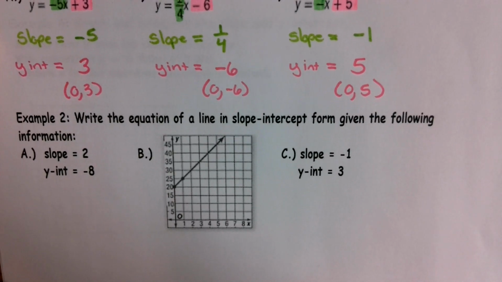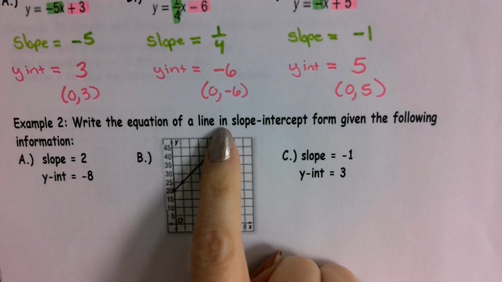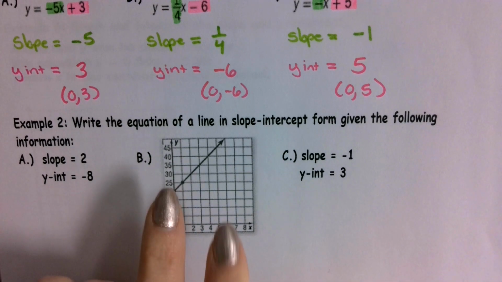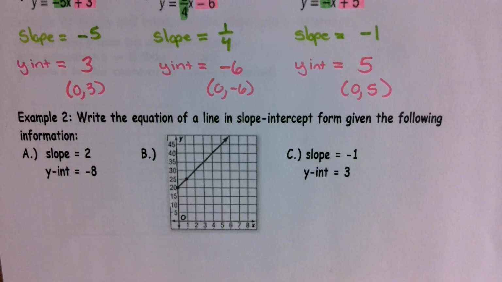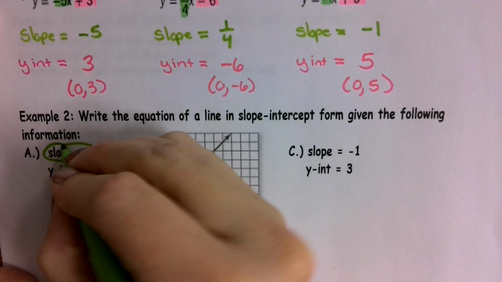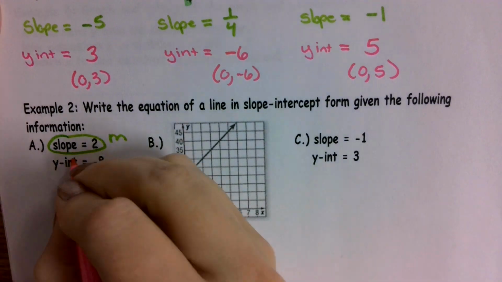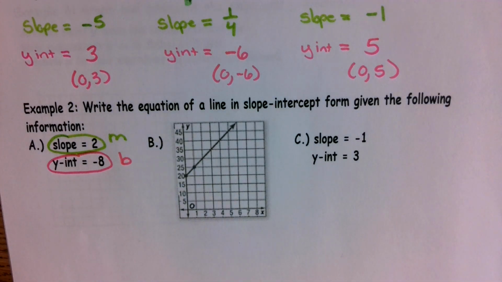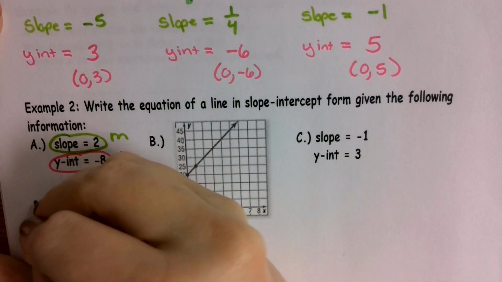Okay, taking a look at example number 2, we're going to write the equation of the line in slope-intercept form given the following information. If we're given the slope and the y-intercept, or if we're given a graph, then we can go ahead and create the slope-intercept form for our equation. Again, it's always the same format, y equals mx plus or minus b. So here, our slope, which is our m value, is a positive 2. That's our m. Our y-intercept is negative 8. That's our b value.